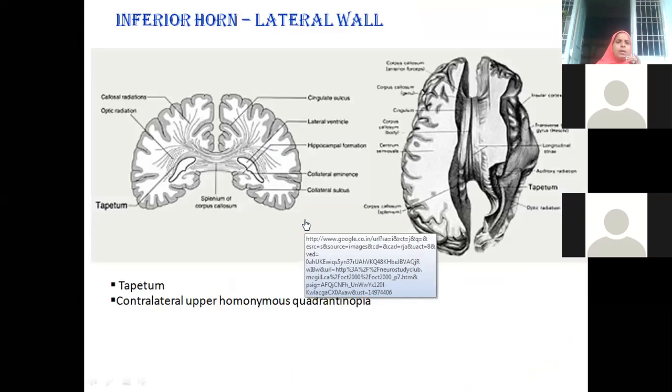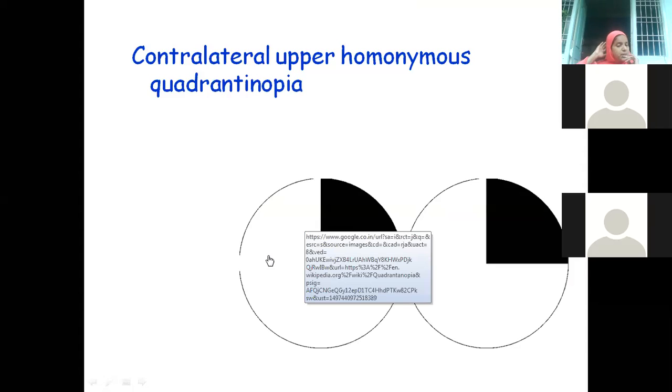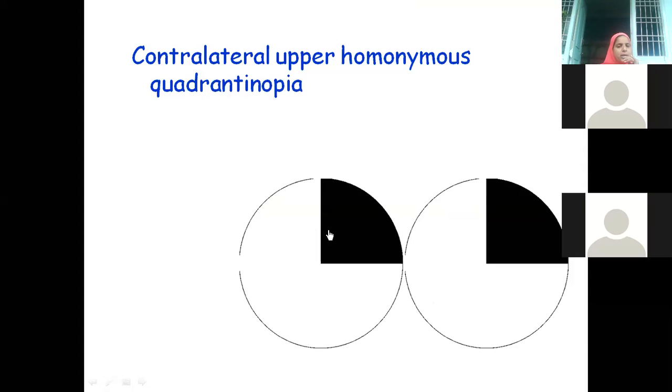Now suppose this posterior horn is in the occipital lobe, which has the primary visual area, area number 17, and we also have visual association areas. If any tumor is growing in the posterior horn of the lateral ventricle, then that occipital area, the primary visual area, is damaged in that region, and this particular quadrant of vision is lost, which is contralateral upper homonymous quadrantanopia.